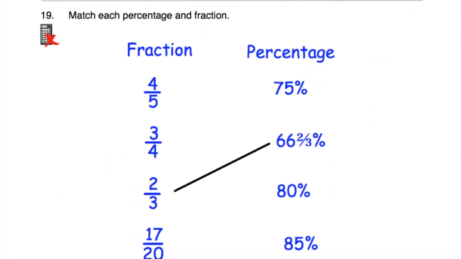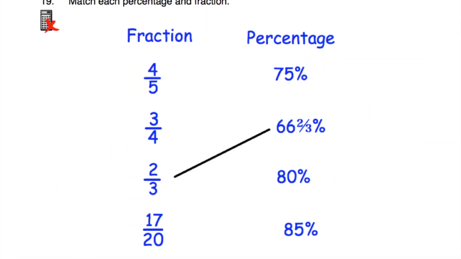Okay, let's look at our next question, question number 19. Question number 19 says match up the percentages and the fractions. So we've got the fractions and we've got the percentages, and we need to match them up. We've got 2/3 is equal to 66 and 2/3%, or 66.66666, and so on. So that one's been done for us. Now 3/4, we know that one's equal to 75% straight away off by heart. Now, 4/5, well, 1/5 is 20%, so 4/5 would be 80%.